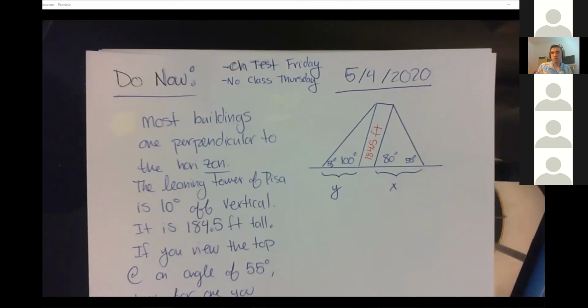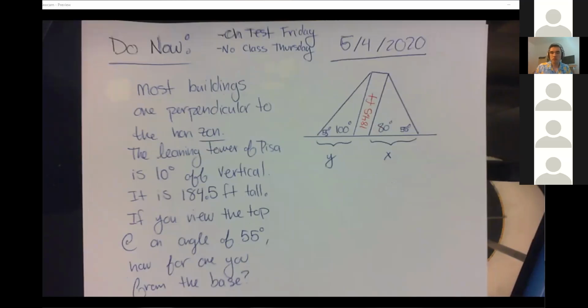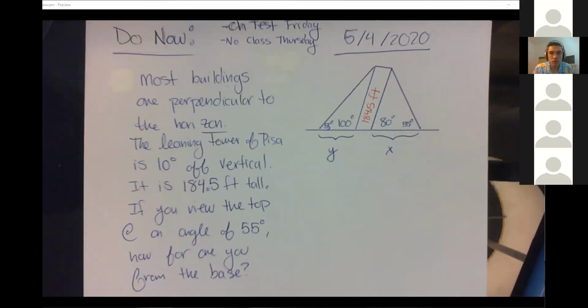Nonetheless, how can I approach this? Let's go ahead and solve for x first. If you have the Leaning Tower of Pisa leaning towards you, and you view the top at a 55-degree angle, how far are you from the base of it? And just for context, you've all seen the Leaning Tower, right? You're 61 feet, I think.